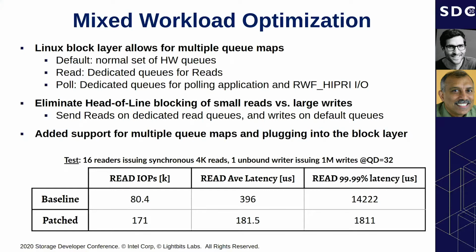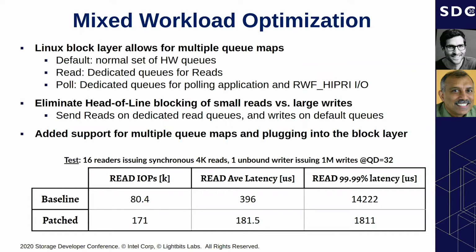Now, the elimination, as I said, of head of line blocking of small reads versus large or competing large writes is that basically reads and writes have their own dedicated queues, which means that they never conflict. So what we did is that we basically added support to allocate more queues than CPU cores, basically plugging these extra set of queue maps into the queue map infrastructure in the block layer.